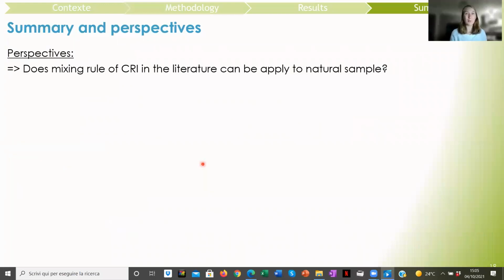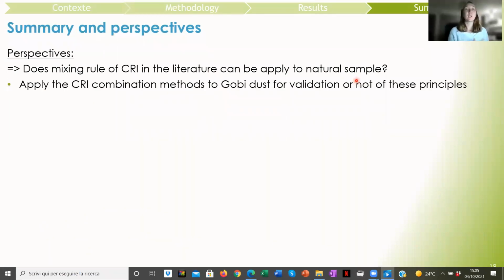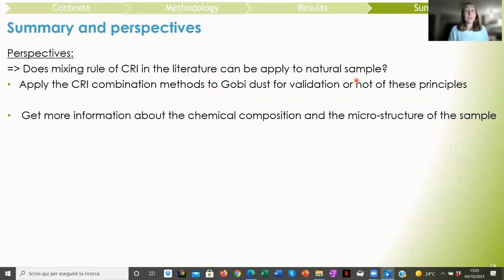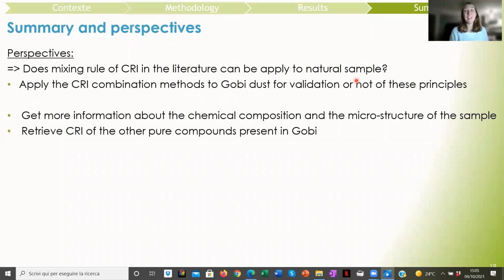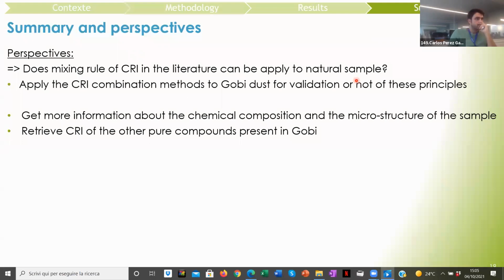Some perspectives. The question now will be, can the mixing rules for the complex refractive index present in the literature be applied to natural samples? So we will apply these combinations present in the literature and validate or not the principle, whether it's possible to use this theory to retrieve the refractive index of Gobi. Maybe we will need to find out which rules to use. It will maybe be important to get more information about the chemical composition and the microstructure of the sample. And maybe also use the refractive index of other pure compounds, because we use only the three main ones, but there are others. And finally, the last question will be, could it be applied to satellite observation of Gobi particles during dust storms?